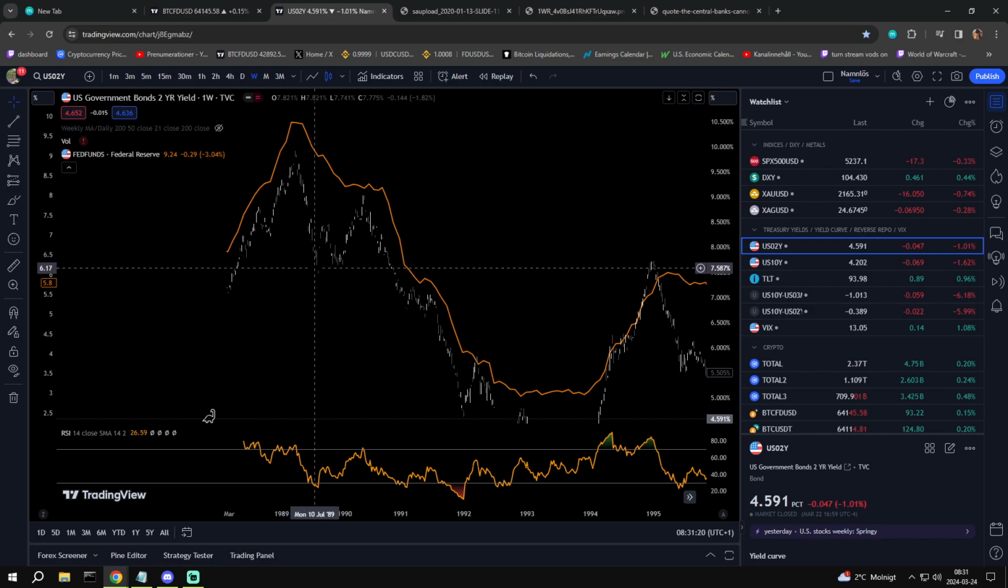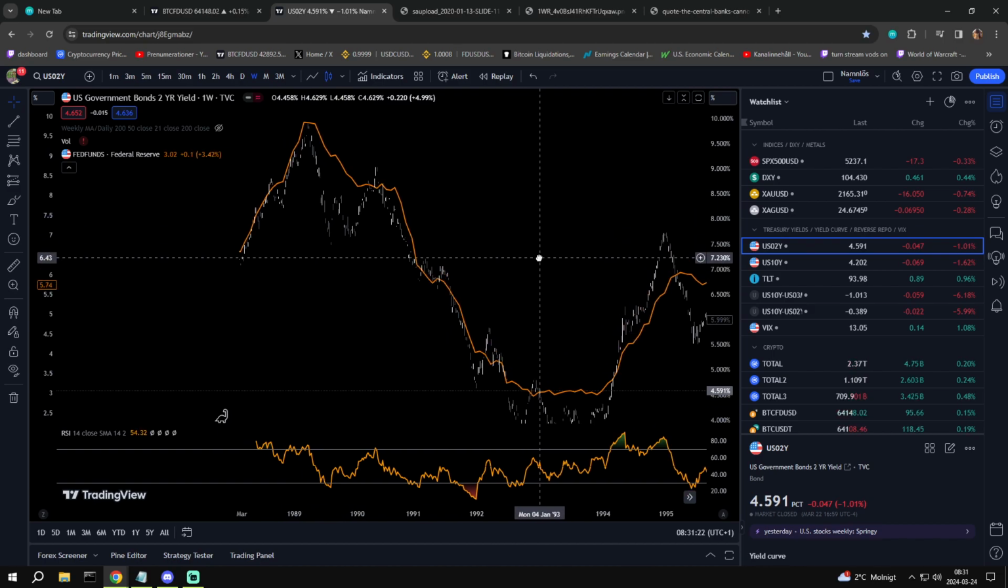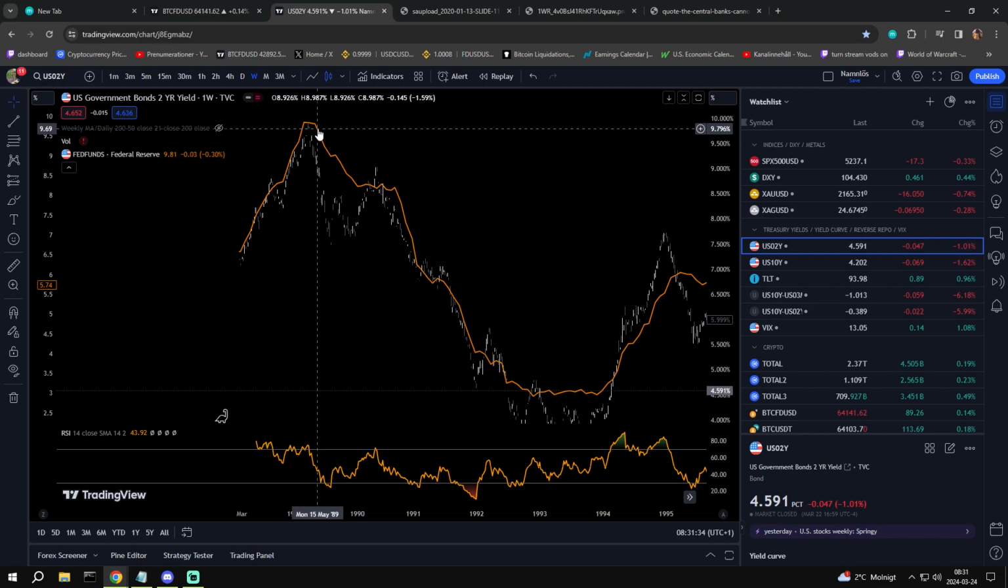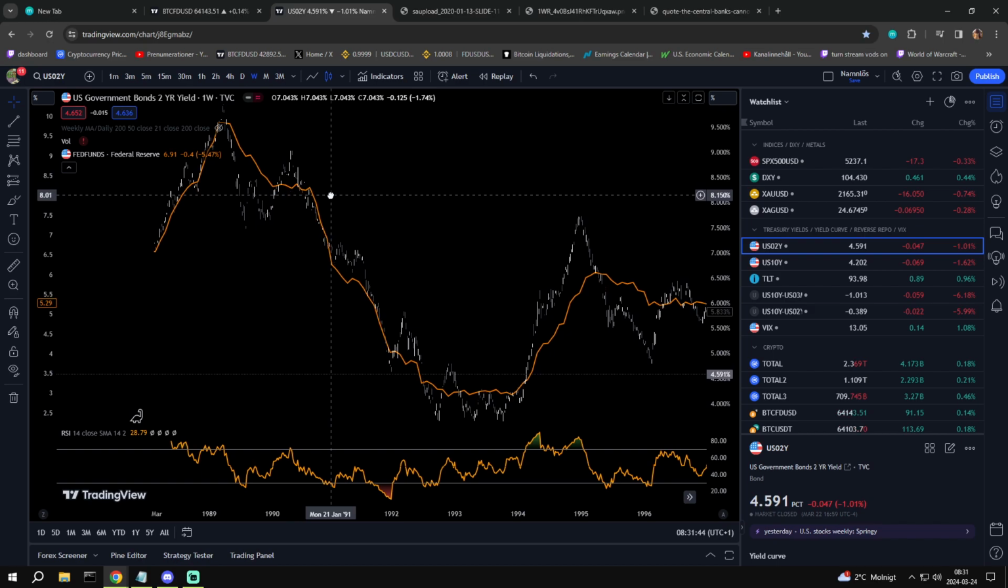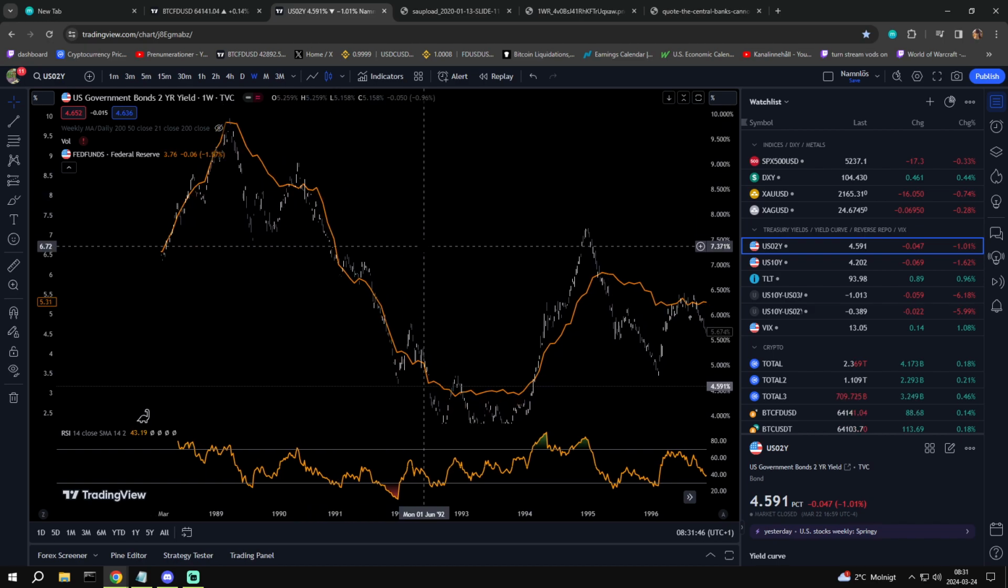Again, the way Treasuries work is that price and yield are inversely correlated. So if the 2-year Treasury price goes up, the yield will go down. If the price goes down, the yield will go up. In orange, you have the Fed funds rate, which is the overnight lending rate. It's important you keep this in mind because they're two different things. So the Fed funds rate follows the 2-year Treasury yield.